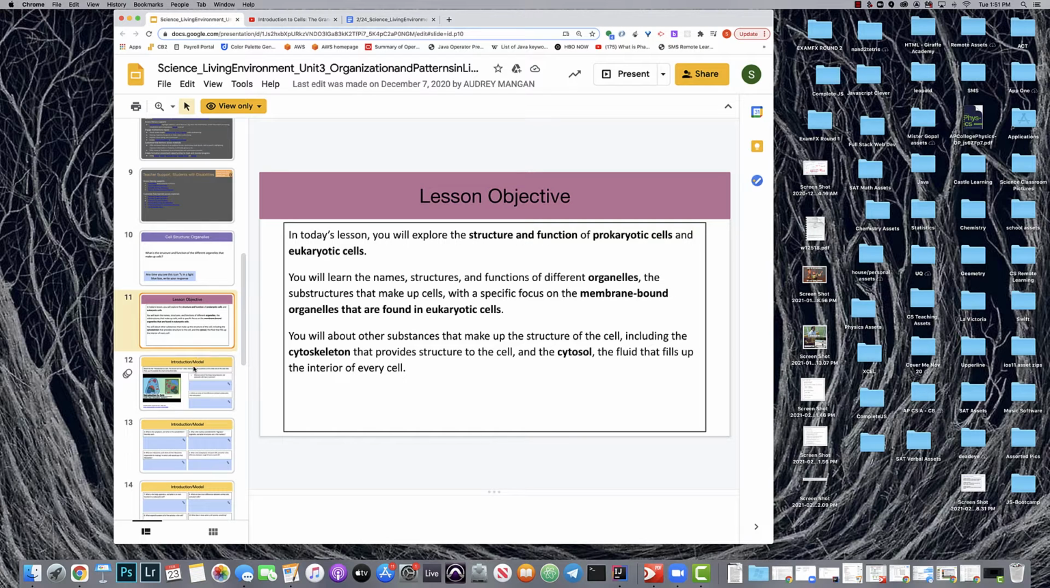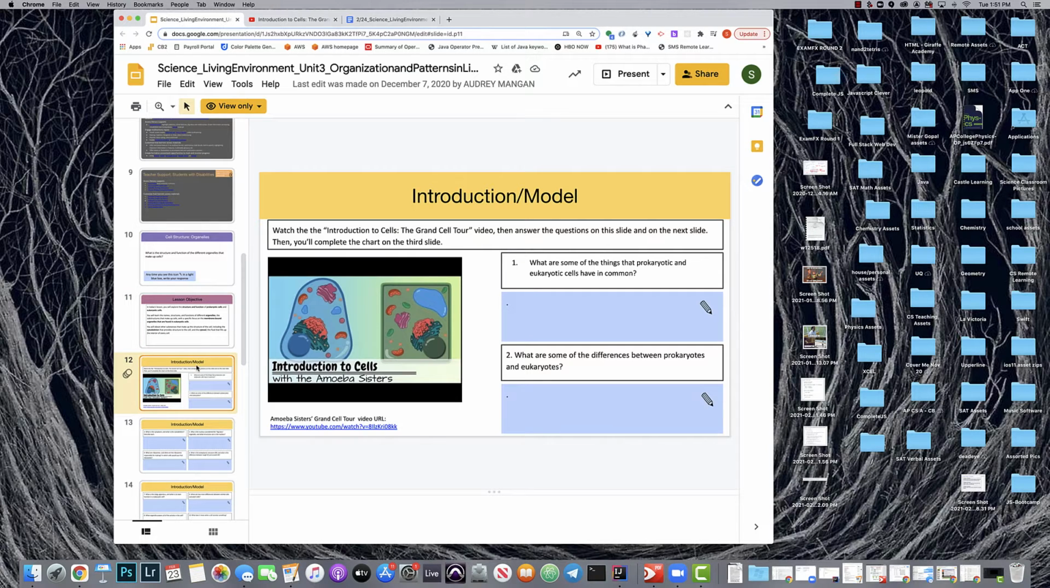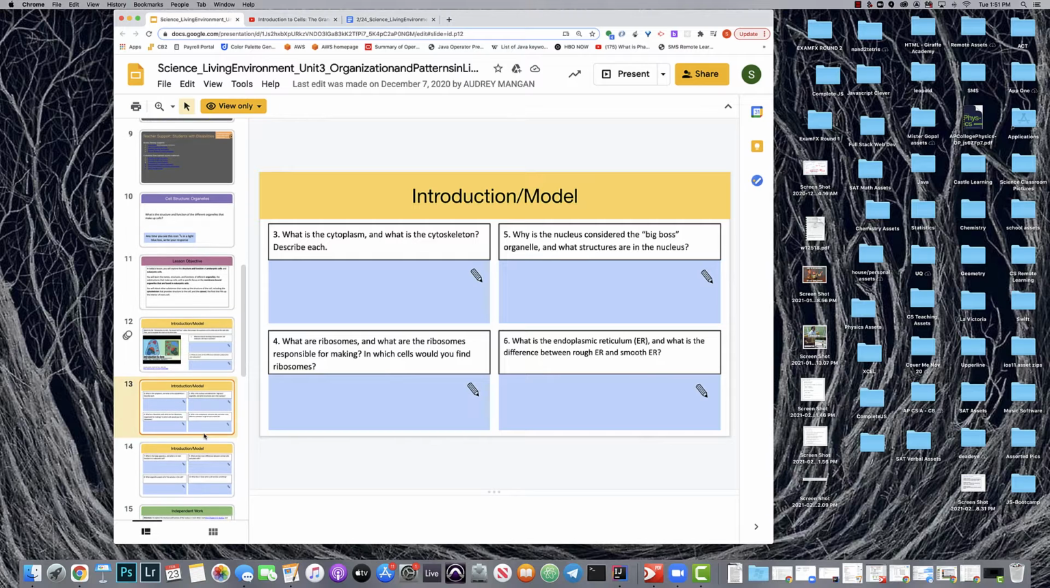And as you can see from here, the questions come thick and fast, and they are leveled in a really nice way. But my first impression upon looking at all of these questions in the introduction to modeling is that they were pretty sophisticated. Let me pick out a few examples for you. What are ribosomes and what are the ribosomes responsible for making? In which cells would you find ribosomes? Why is the nucleus considered the big boss organelle? What's the difference between rough and smooth ER? These are questions that would take a few sentences to answer thoroughly, and still the student might be grappling with vocabulary that they've seen for the first time.